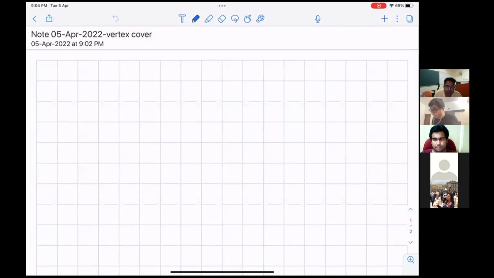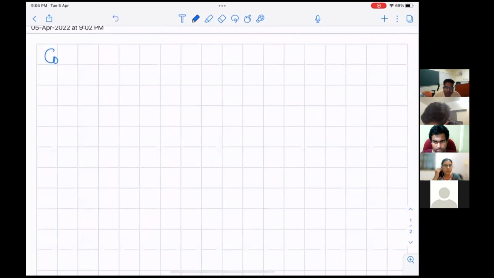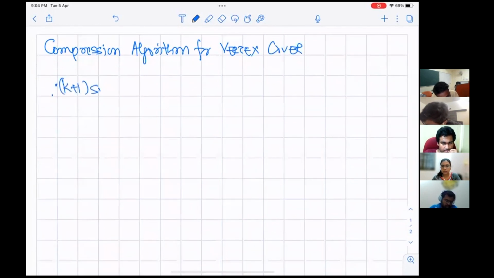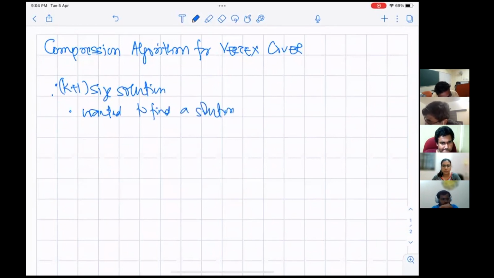Okay, so let's just recollect what we did last class. Last class we were looking for a compression algorithm for vertex cover. What was given is a k plus 1 size solution, and we wanted to find a solution of size at most k, disjoint from the given solution.